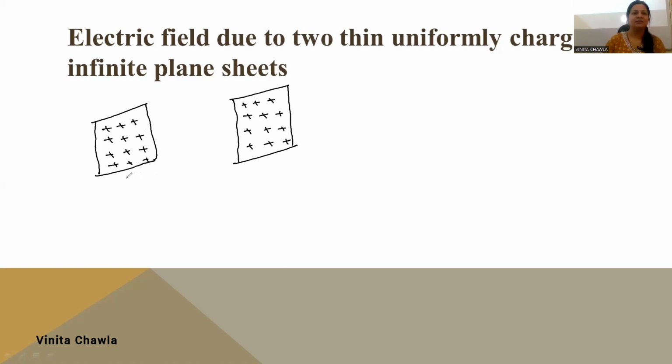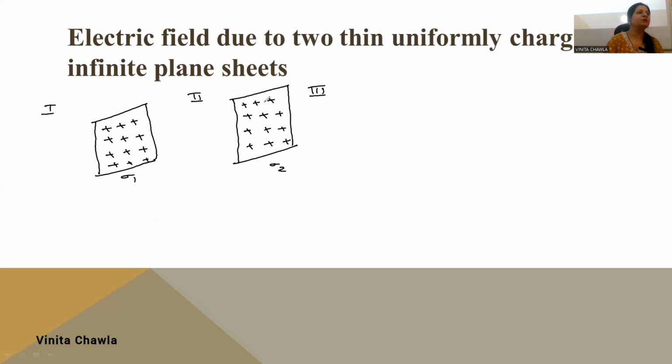Surface charge density is different. Let sigma 1 be the surface charge density of the first sheet and sigma 2 be the surface charge density of the second sheet. So you can see that we have three different regions here. This is region 1, this is region 2, and this is region 3. Now we are going to find the electric field intensity in these three regions.